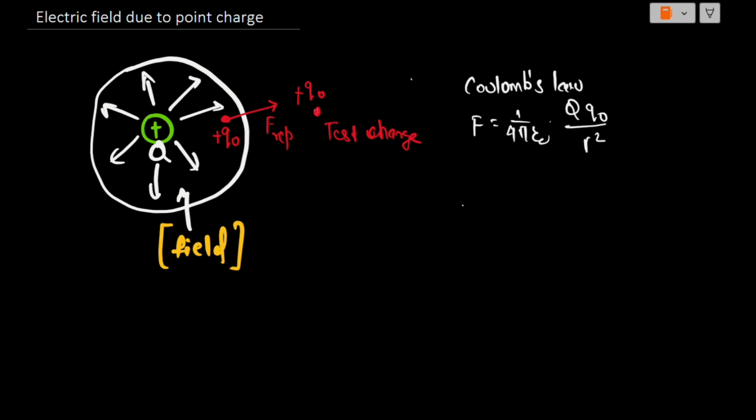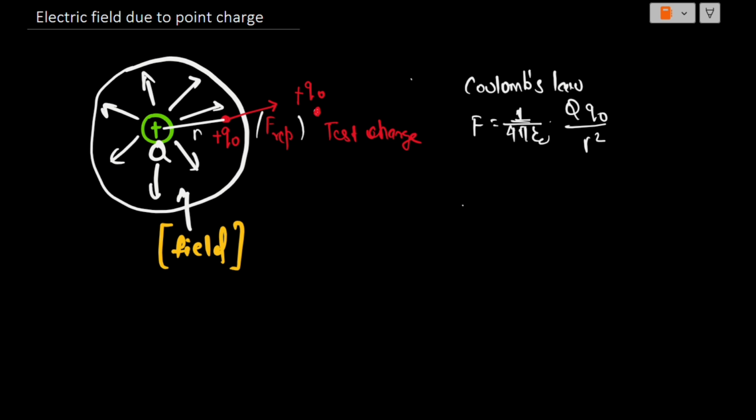So from here to here, this is r. Now the force of attraction or repulsion will act in the form of Coulomb's law. Now we are going to study the electric field due to a point charge. How this force acts on this positive test charge is due to the electric field.